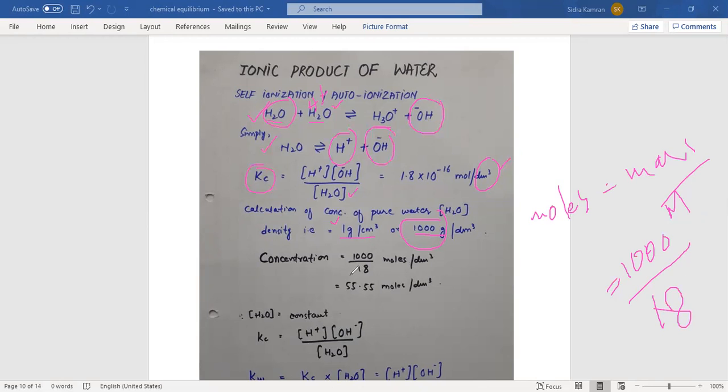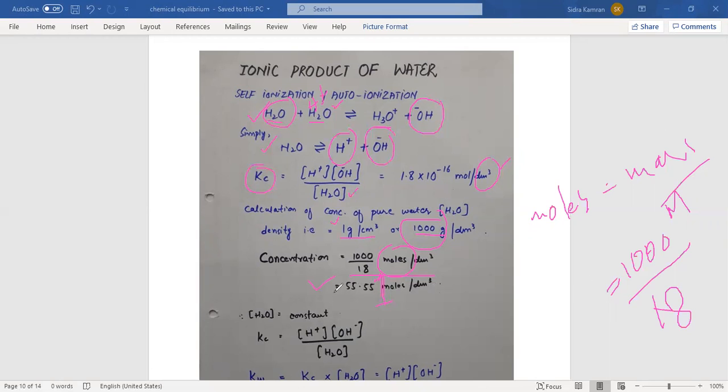So here you can see we have to divide the grams by the molar mass. That will be equal to moles divided by 1 because there is 1 decimeter cube, so no need to write it. So 1000 divided by 18 will be equal to 55.55 moles per dm cube. This is the moles, or the concentration, of the water molecule in 1 dm cube solution.